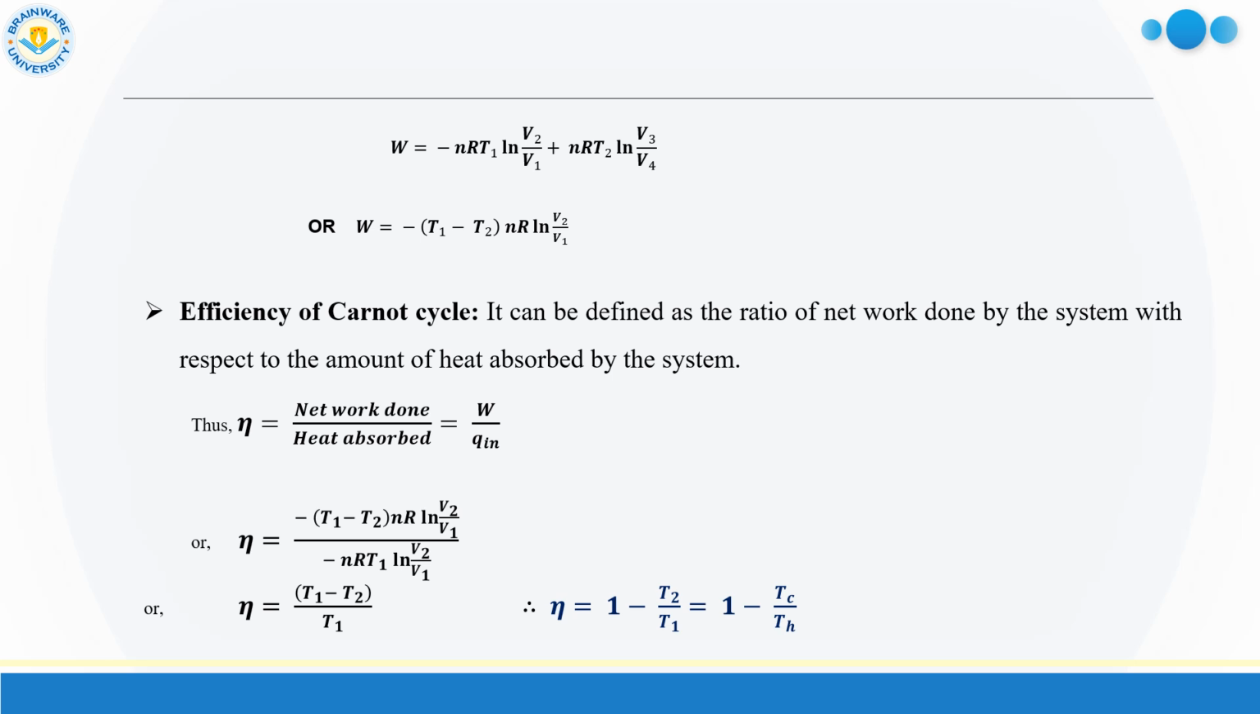Now let us calculate an important parameter of Carnot cycle called the efficiency of Carnot cycle. It can be defined as the ratio of net work done by the system with respect to the amount of heat absorbed by the system. So net work done is W and heat absorbed is this one. So if we substitute the value of W and Q here, we will get eta equal to T1 minus T2 by T1, that is 1 minus T2 by T1.